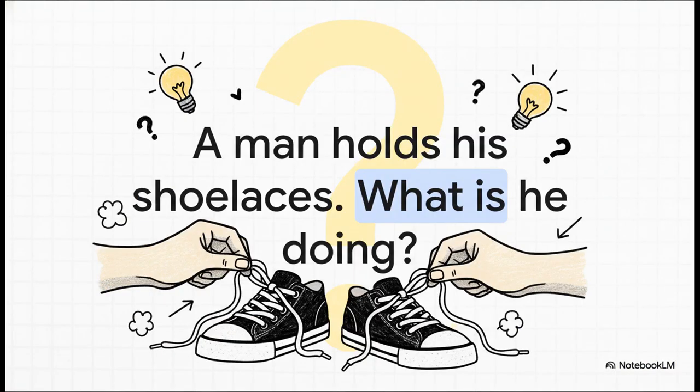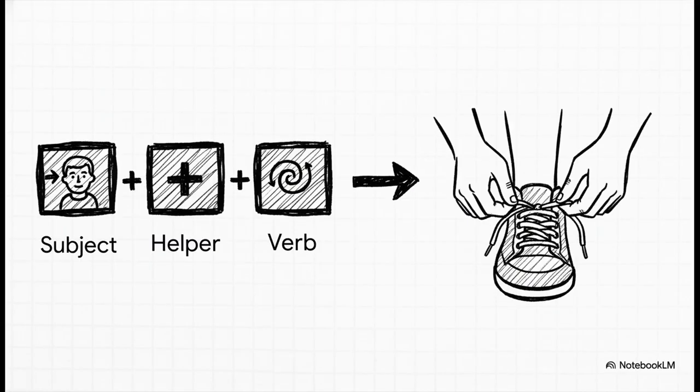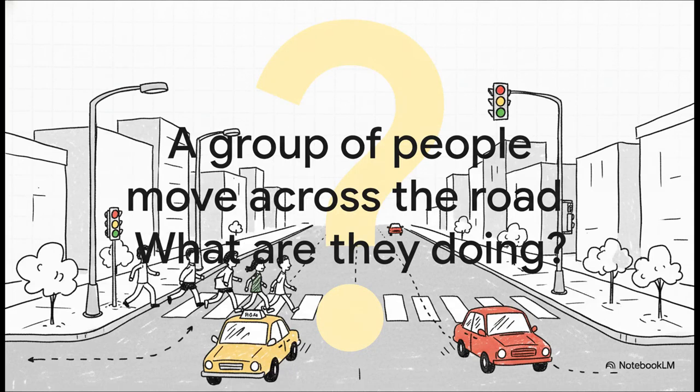Okay, ready to try it yourself? Let's play a little game. I'm going to describe a scene, and I want you to say the full sentence out loud. Ready? Okay, picture this. A man is bent down, he's holding the 2 strings of his shoe, and he's about to make a little bow. What is he doing? I'll give you a few seconds. Did you get it? He's tying his shoelace. Exactly. See how it works? We've got our subject, he, our helper is, which we've contracted to 's, and our action verb tying. Perfect.